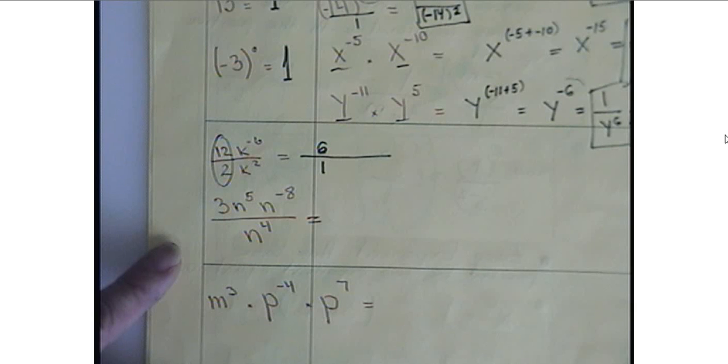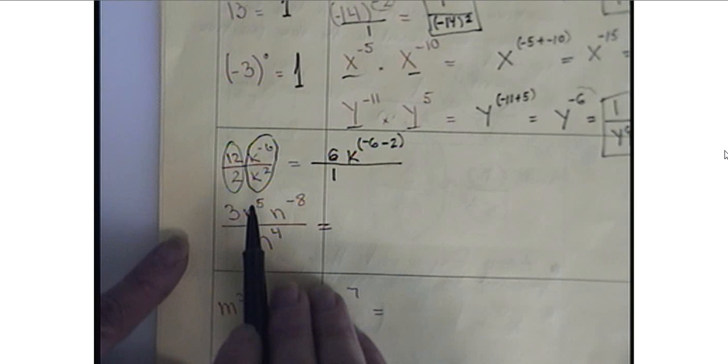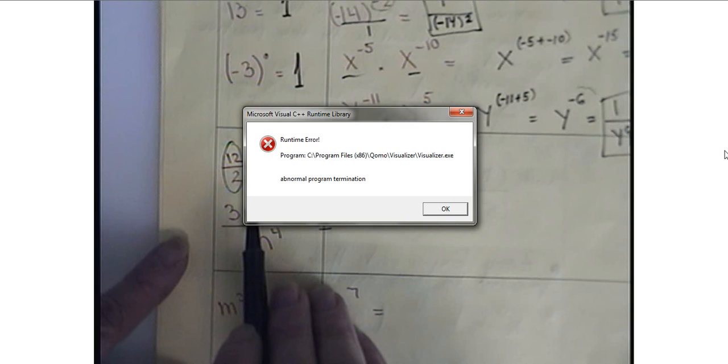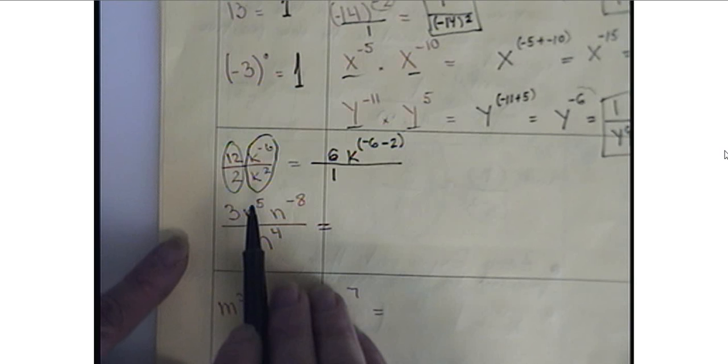And the next one is this. We have k, and remember we said negative 6 minus 2. With division, we subtract the exponents: the top one minus the bottom one. That's why I have negative 6 minus 2. So this will be equal to 6 and 1. Now k, what is negative 6 minus 2? Negative 6 minus 2 is negative 8.